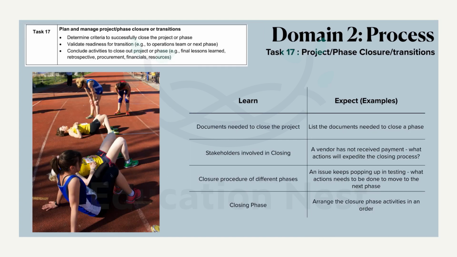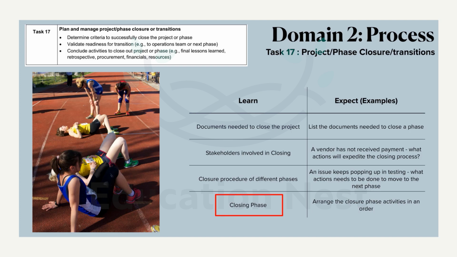Moving on to the next task, domain 2, task 17: plan and manage project or phase closure or transitions. What we have to focus on here is that closing can happen at the phase stage or at the final project stage. At the phase gates, closing can happen, or transition can happen from one phase to another. This is directly linked to the complete closing phase in the PMBOK Guide 6th edition. We have to focus on learning all the processes involved in the closing phase.